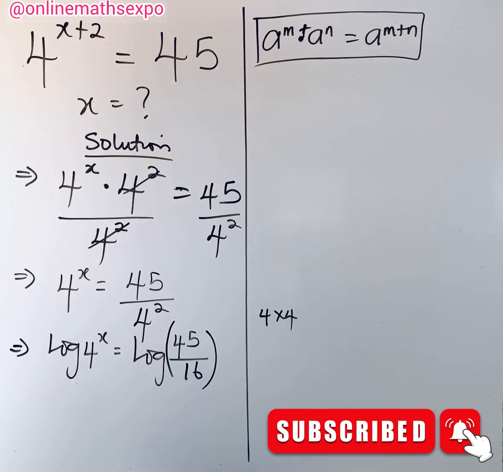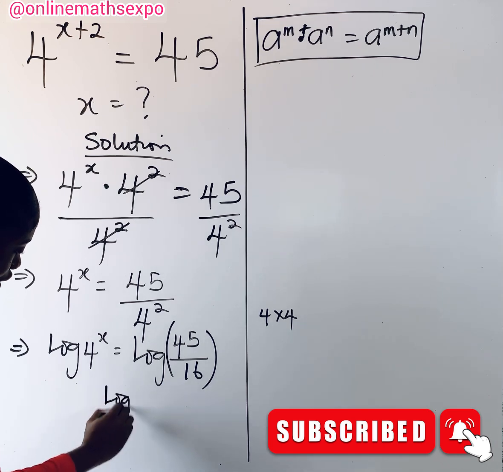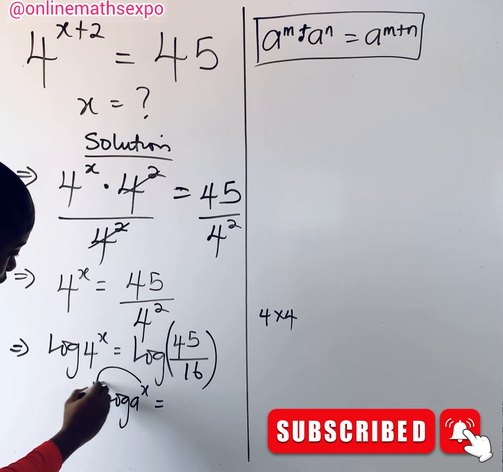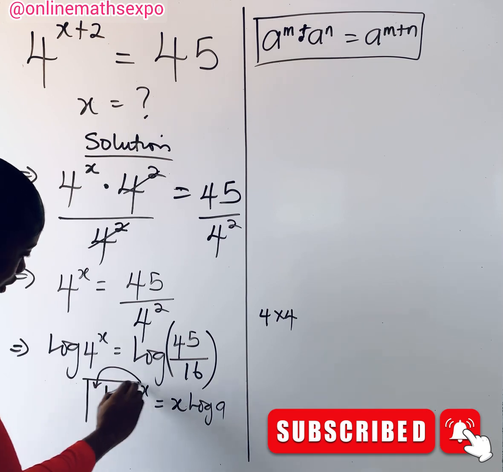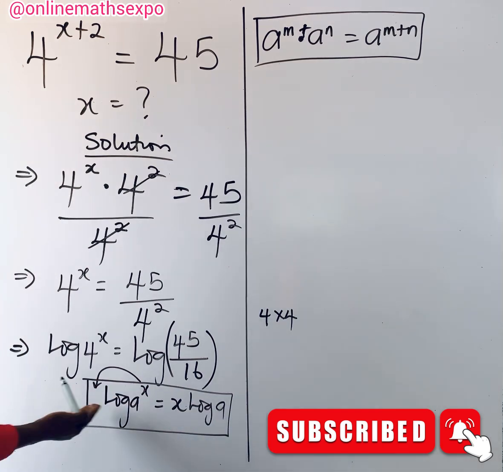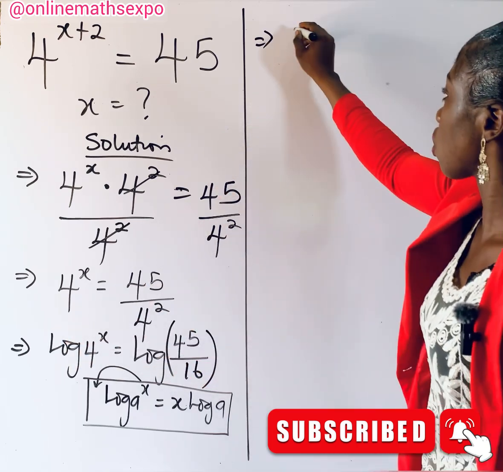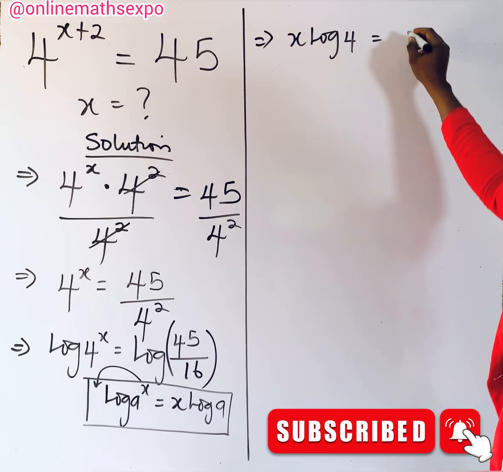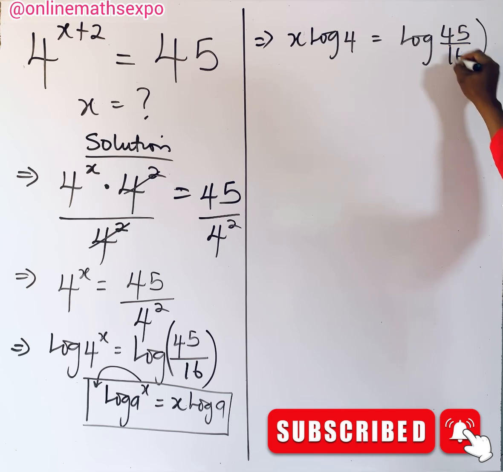Now, what do you do again? Then remember this rule of logarithm that says for every log of a to the power of x, it is the same as using the power to multiply to give you x log a. So this is going to guide us to solve. And to do that, this x is going to multiply the log to give us x log 4 is equal to log of 45 divided by 16.